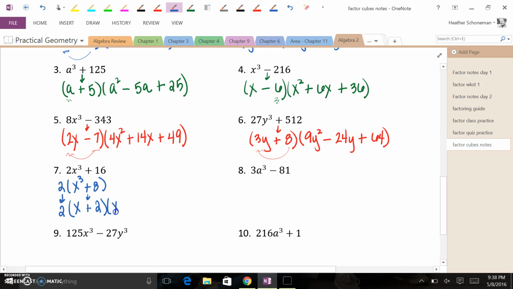Okay, square the x, get x squared. Change your sign to minus. Multiply the two things together and you get 2x. The last sign is plus. Square the 2 and you get 4.